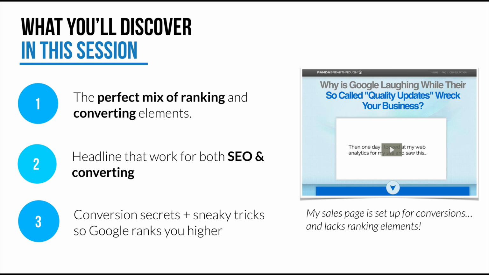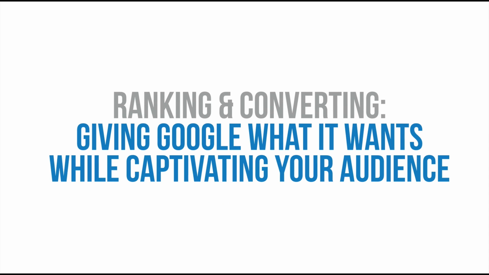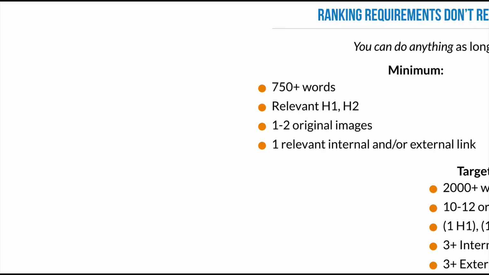So we're going to talk about the headlines specifically for both SEO and converting. So any site you have will be affected by this. I'm also going to give you a lot of conversion secrets and sneaky little tricks so Google ranks you higher, and at the same time you could have all those converting elements that you want. So let's jump right into it, and I'm going to be talking about giving Google what it wants while captivating your audience. So it's really a mix. It's a fine balance between giving Google what it wants and giving your users what they want.